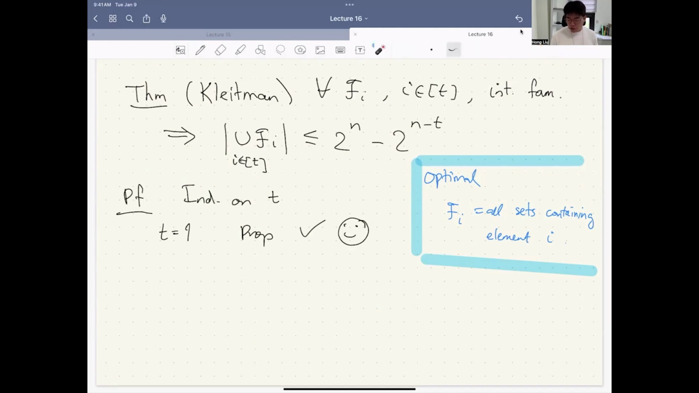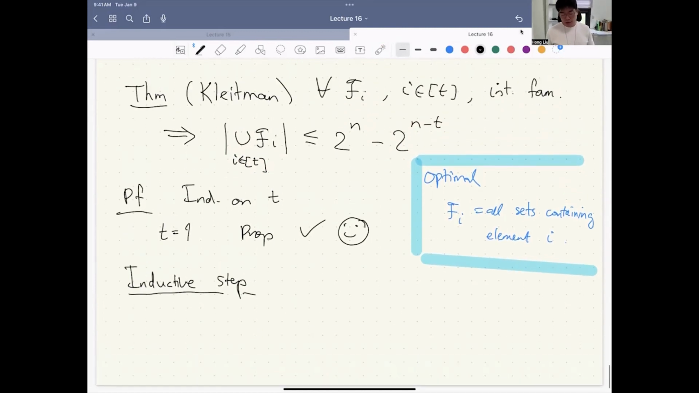T equal to 1 just means you take a single intersecting family. The size is at most 2 to the n minus 2 to the n minus 1, which equals 2 to the n minus 1, right? This we proved before. Now let's look at the inductive step. Suppose it's true for all i at most t minus 1. Let's prove it for t.